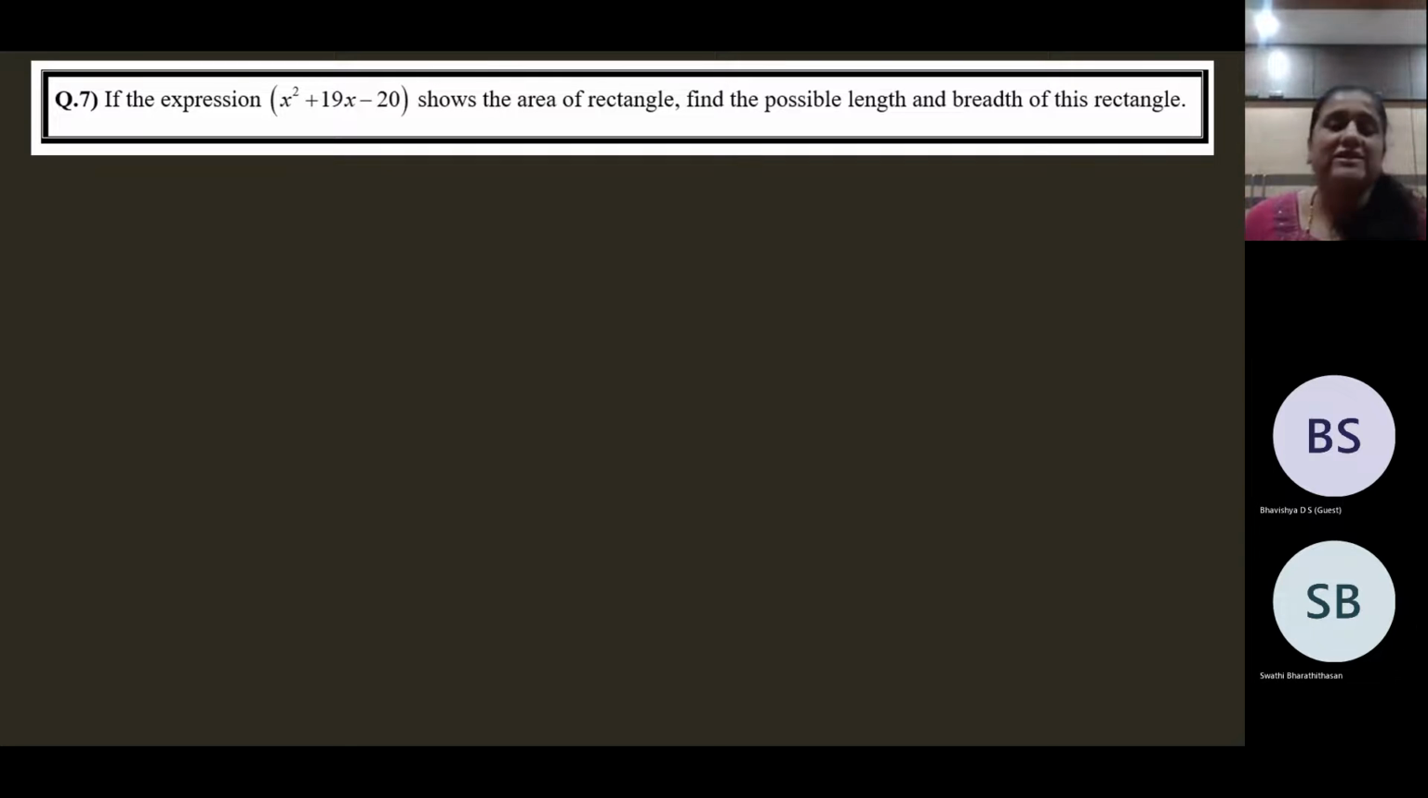So Bhavishya, basically it is factorizing by splitting the middle term. Okay, now let's do it. X squared plus 19x. Okay, let me ask Bhavishya a numerical question.